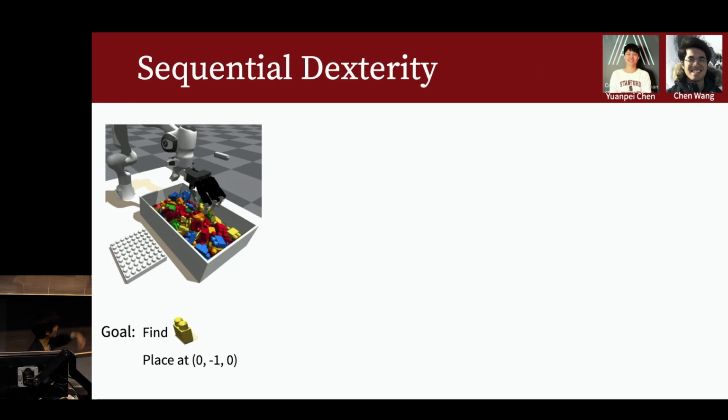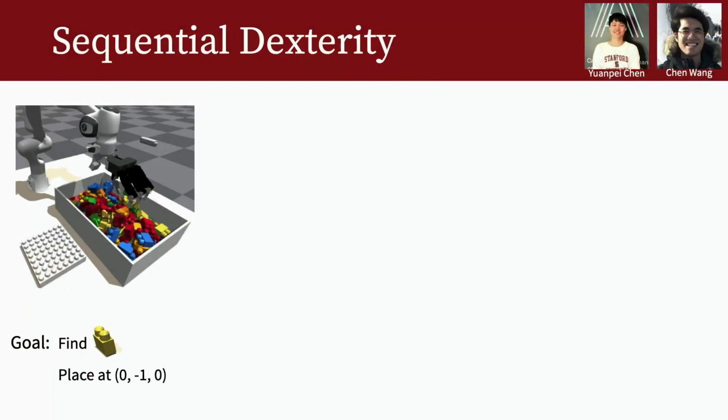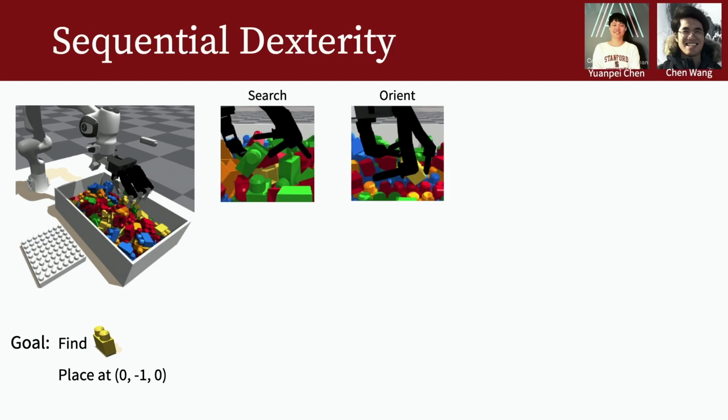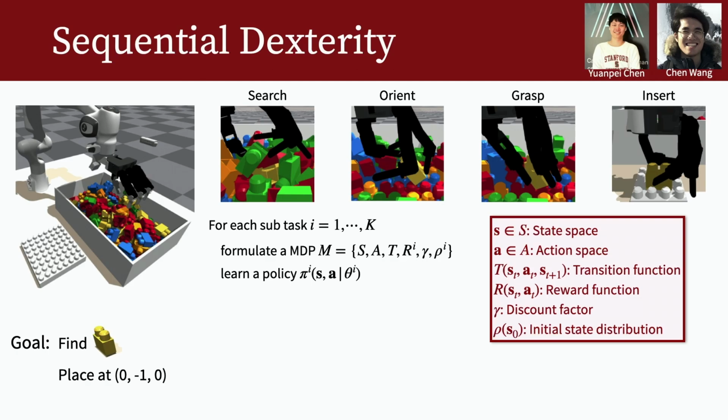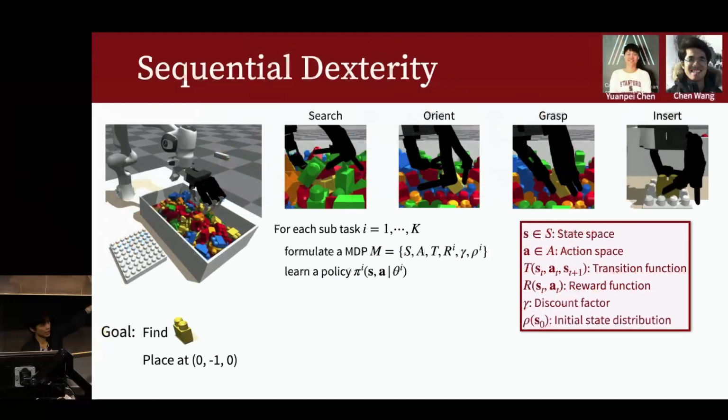Let's just imagine this is a problem you are tasked to solve. Given a box of Lego, your job is to find this 1x2 yellow piece, and then put that piece on the baseboard at the location 0, -1, 0. If you think a little closer, this requires the robot to know a number of different subtasks. You need to be able to search, orient so that you can dig it out, grasp, and then finally do the insertion.